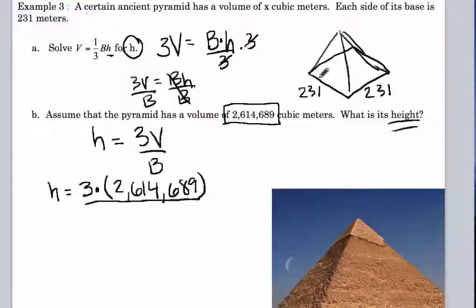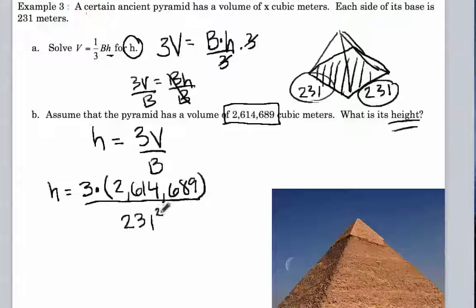Now, the area of that base is a square, and that square has edge lengths 231 by 231. So that means I have to take 231 and multiply it by itself, or square it. And that's going to give me the number 53,361. All right, so in all, I'll have a height of 3 times that 2,614,689 divided by 53,361, and that's going to result in a height of 147 meters.